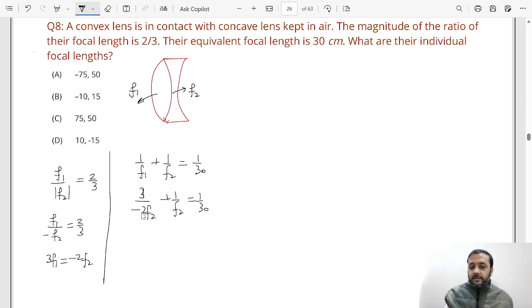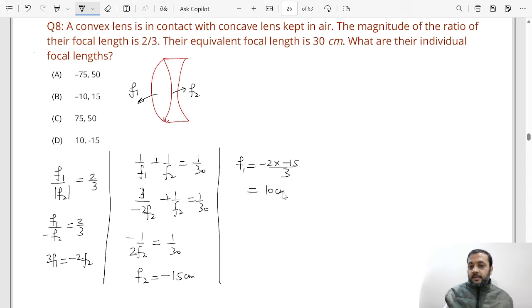2 by f2 minus 3 by f2, that means minus 1 upon f2 will be equal to minus 1 upon 2 f2, sorry, will be equal to 1 by 30. That means f2 will be equal to minus 15 centimeters. And if f2 is minus 15, clearly f1 will be what? The f1 value was minus 2 f2 by 3. That means minus 2 into minus 15 by 3, which becomes 10 centimeters. So the convex lens will have a focal length of 10 and the concave will have a focal length of minus 15.